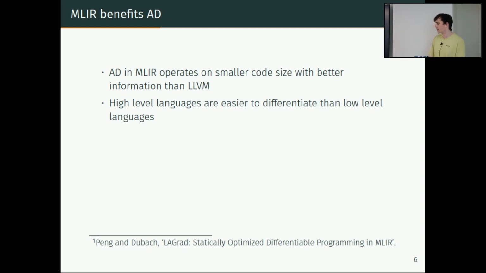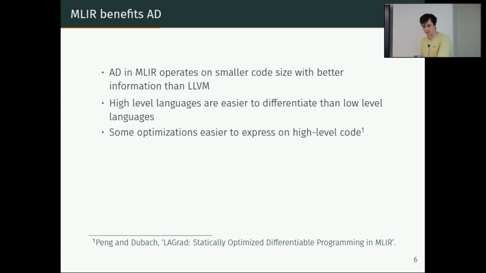Also, it turns out that in most cases, high-level languages are more easily differentiable than low-level languages. And we are also, in most cases, able to apply optimizations more easily on high-level code than on low-level code, such as in the paper presented by Jacob.